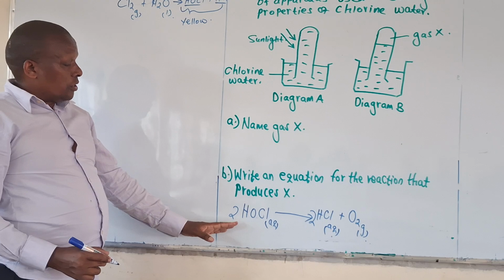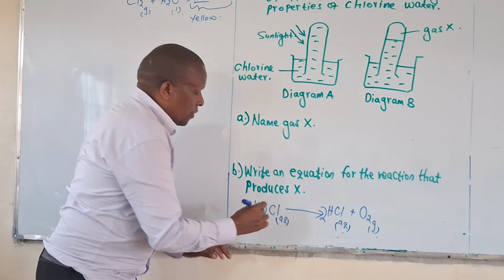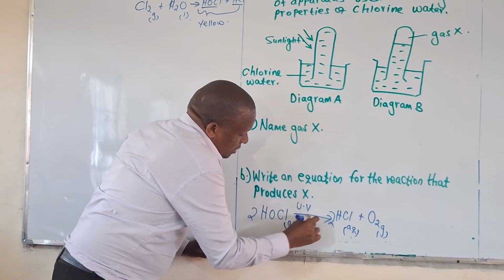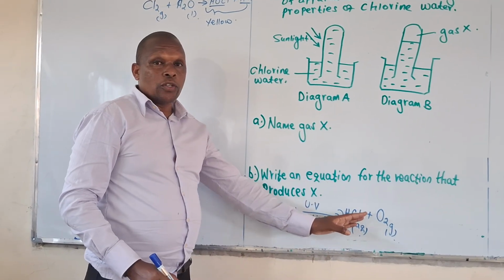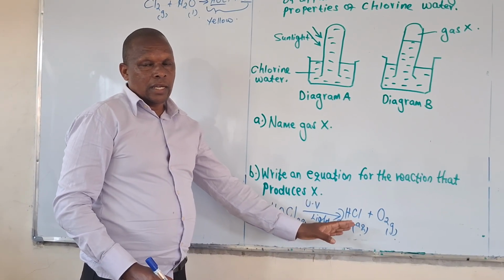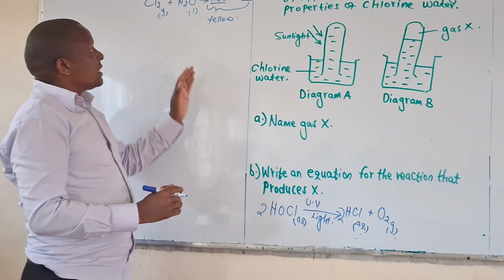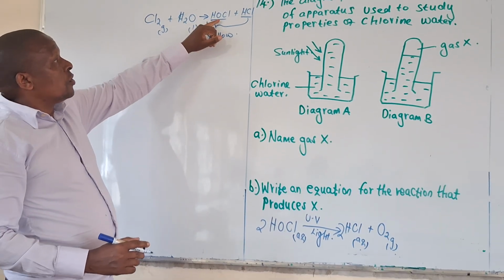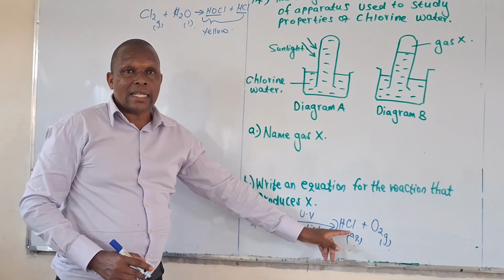This is the balanced equation. Chloric 1 acid decomposes in the presence of sunlight or UV light to give us hydrochloric acid and oxygen gas. Okay? So that occurs only in the presence of sunlight. So in the presence of sunlight, this yellow color will disappear due to the decomposition of chloric 1 acid to hydrochloric acid.